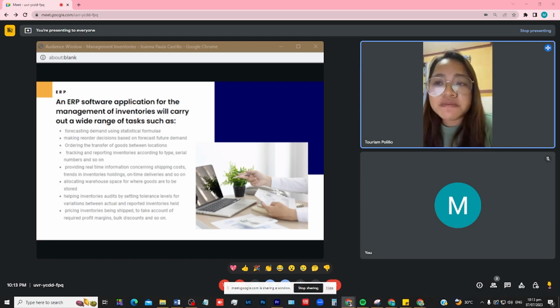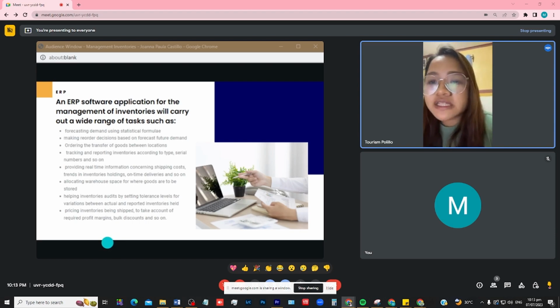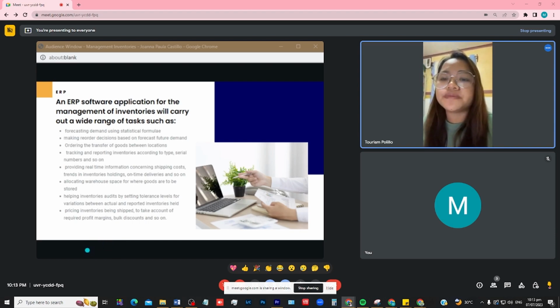ordering the transfer of goods between locations, tracking and reporting inventories according to type, serial numbers, and so on, providing real-time information concerning shipping costs, trends in inventories holdings, on-time deliveries, and so on, allocating warehouse space for where goods are to be stored, helping inventories audits by setting tolerance levels for variations between actual and reported inventories held, and last is pricing inventories being shipped to take account of required profit margins, bulk discounts, and so on.